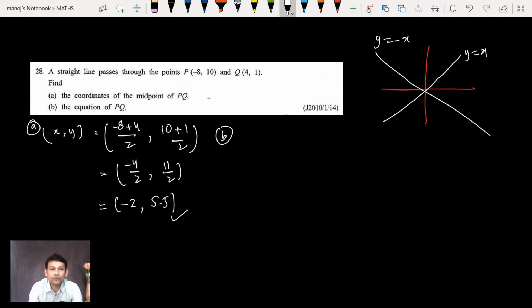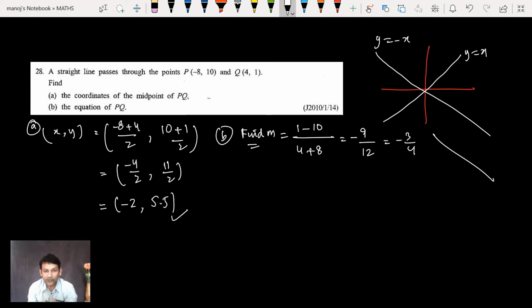Part B, we are moving to the equation of the straight line PQ. What I told you: to find the equation of a straight line, find m, find c, and put in the values. To find m, we use the formula y2 minus y1 over x2 minus x1. So for PQ, 1 minus 10, and 4 minus minus 8 will become plus 8. This is coming minus 9 upon 12, and it's minus 3 upon 4, the gradient.